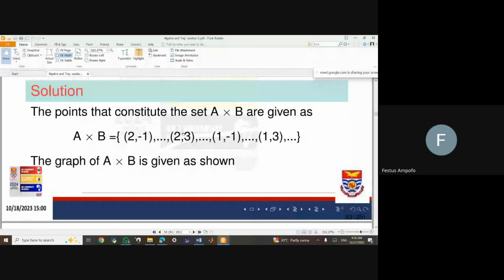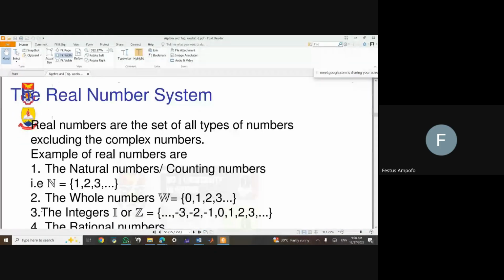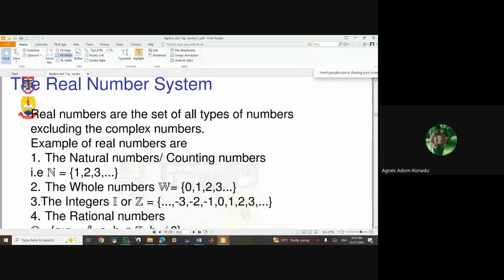Madam, please, can we label the infinity side as negative infinity? Yes, it's moving down. It's moving to negative infinity, not positive infinity. Okay.